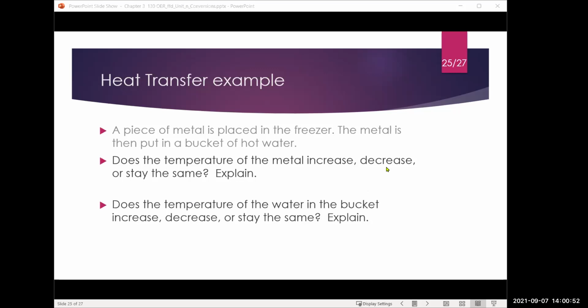All right, so if we had a piece of metal placed in the freezer and then the metal is put into a bucket of hot water, does the temperature of the metal increase, decrease, or stay the same? What do you guys think? Okay, you got a piece of metal, could be a spoon or something that's in the freezer. And then you take it and you put it into a pot of hot water. Does the temperature of the metal increase, decrease, or stay the same? What do you think?